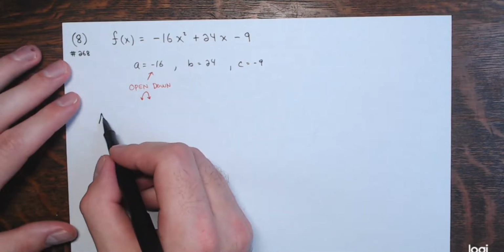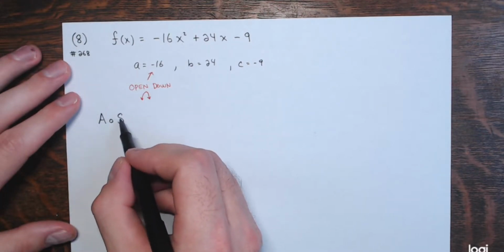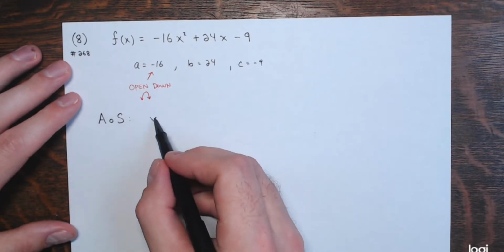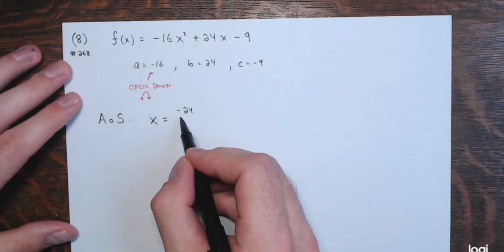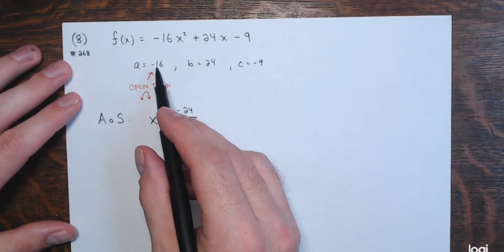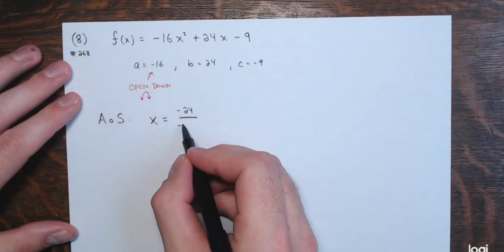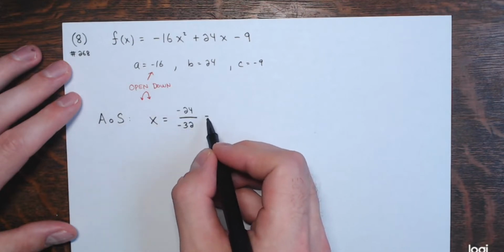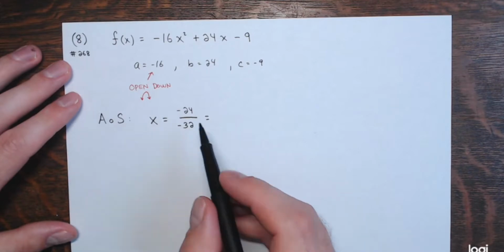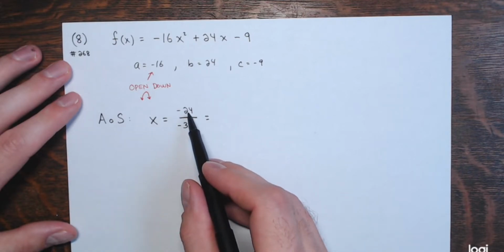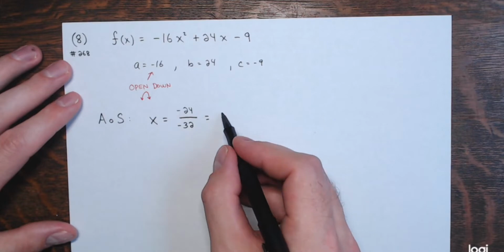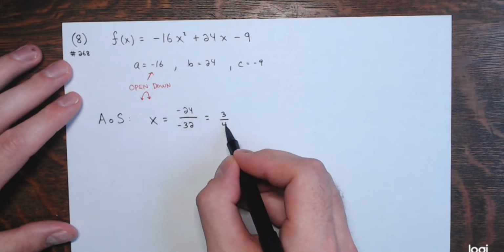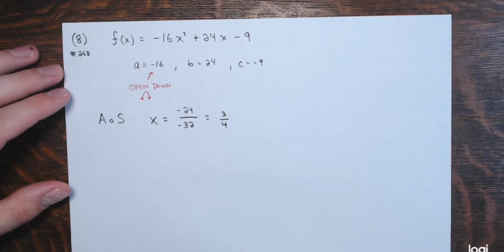All right, now the axis of symmetry. X equals the opposite of b, right? So negative 24 divided by 2 times a, 2 times negative 16 is negative 32. And these have a common factor of 8. This is 8 times negative 3. This is 8 times negative 4. Or negative 8 times 4, negative 8 times 3. This reduces to positive 3/4. All right, x equals positive 3/4.